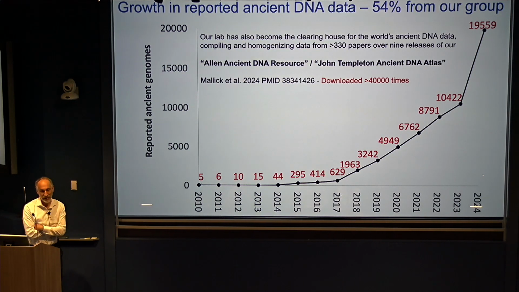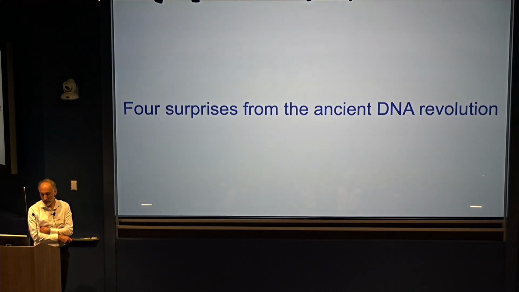Another thing that we've done in our group is we've ended up compiling a lot of this data into a homogenized format and serving it out in what we call the Allen Ancient DNA Resource, because it was supported by grants from the John Templeton Foundation and the Paul G. Allen Frontiers Group.